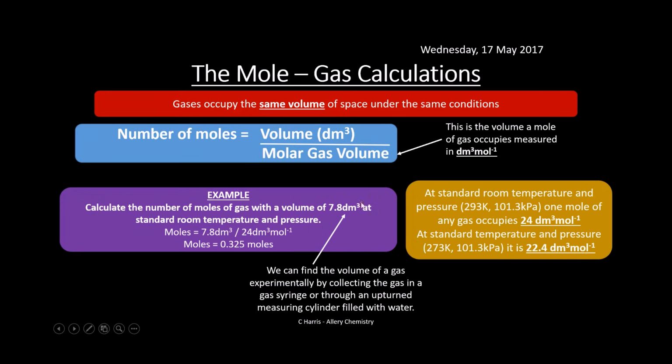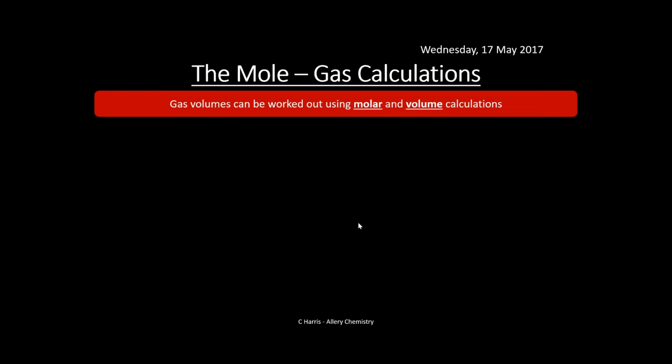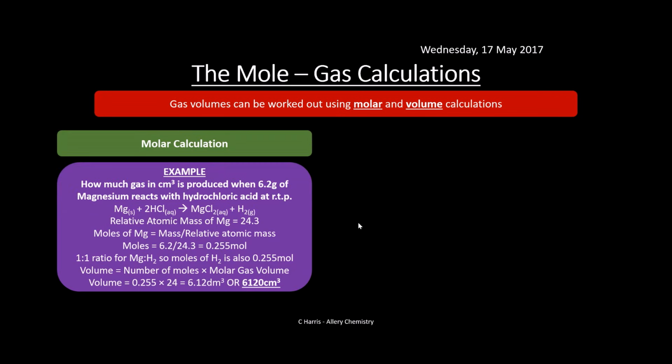Basically, we can find the volume of a gas experimentally. We can collect it in a gas syringe, which we can use if we were doing it as a practical. Or we can use an inverted, upturned measuring cylinder full of water and measure the volume of gas there. So gas volumes can be worked out using molar volume calculations.